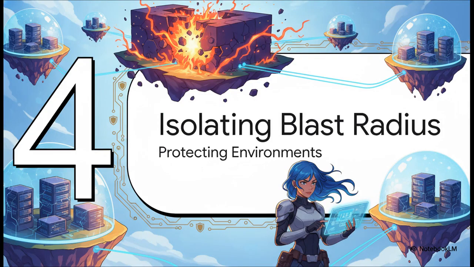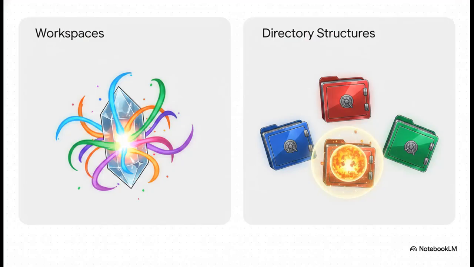Moving right along to section 4, isolating to limit your blast radius. Okay, so now your state is secure, it's remote, and it's locked. The next cardinal rule you have to follow is this. You must absolutely never cram all of your infrastructure into one giant massive state file. You basically have two main strategies for separating out your environments, like dev, staging, and production.